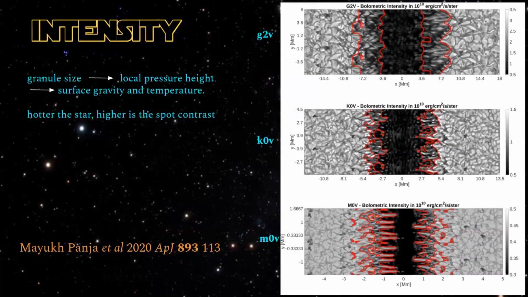And the more important result here is that if you look at the contrast, the G star spot is around 30% as bright. Look at the G star umbra.